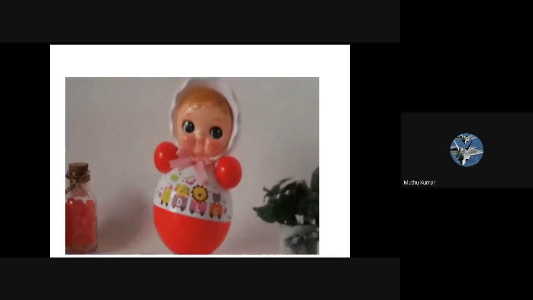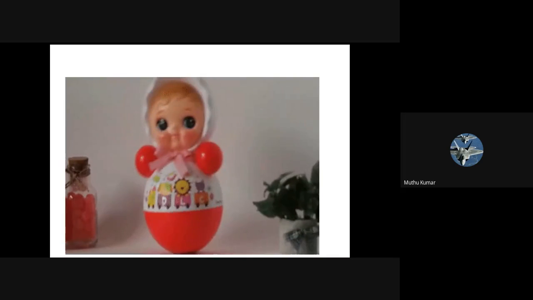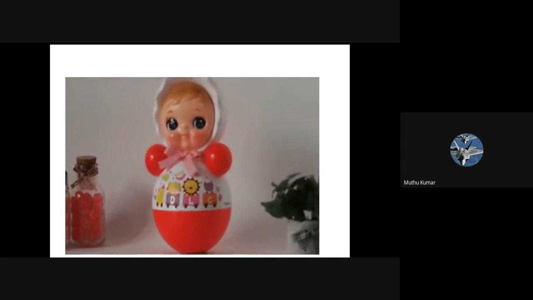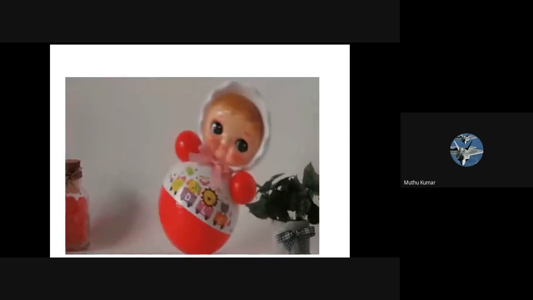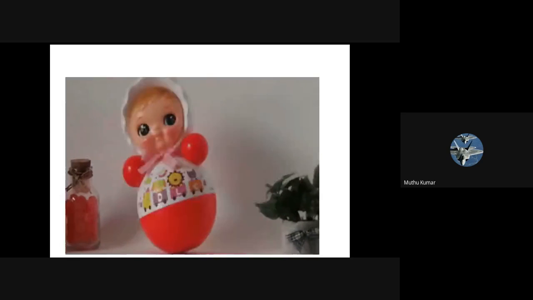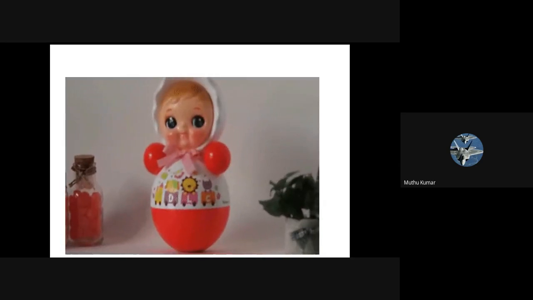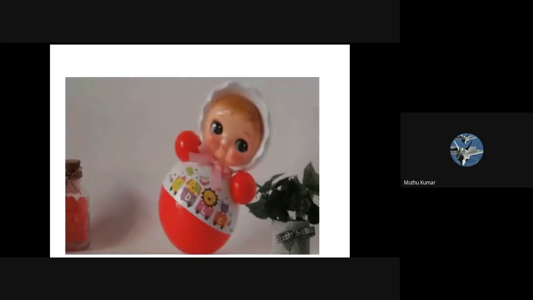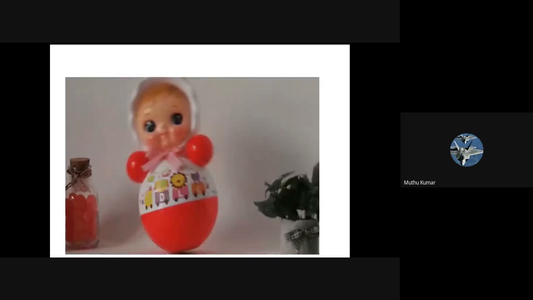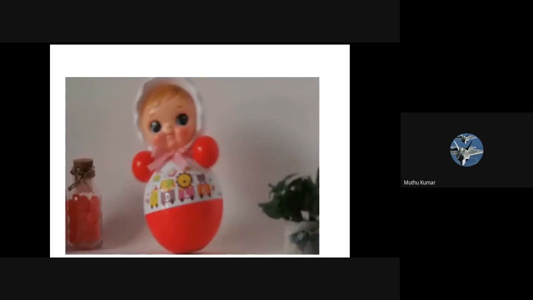So if we give a slight force to this doll, it has been designed in such a way that it has the capability to come to its original position on its own without any help. So when I push it, it is able to come back. How is it able to come back? It has such a round base. That's all. It is being designed.